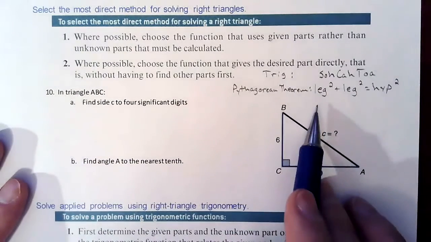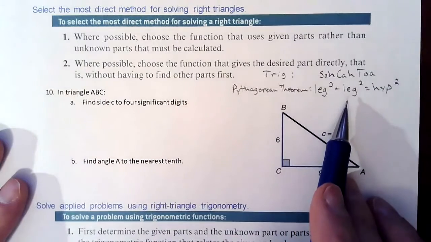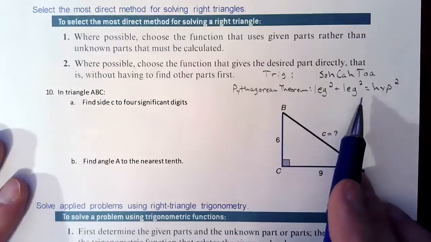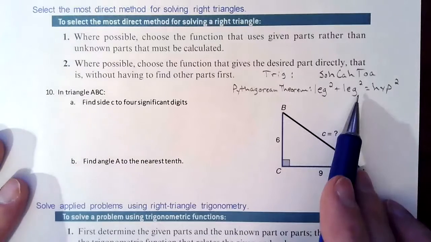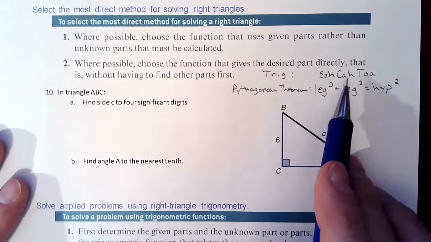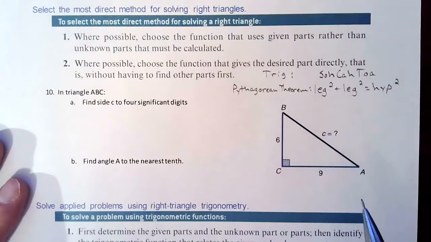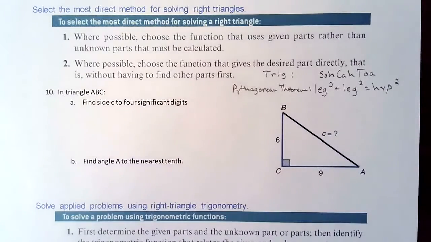If there's nothing related to angles, and that means that you have two sides and you're looking for another side, then Pythagorean theorem is your thing. If there's some relationship between angles and sides, then you're going to want to use sine, cosine, and tangent. Okay, so it just very much depends on what they are asking for and what you have.